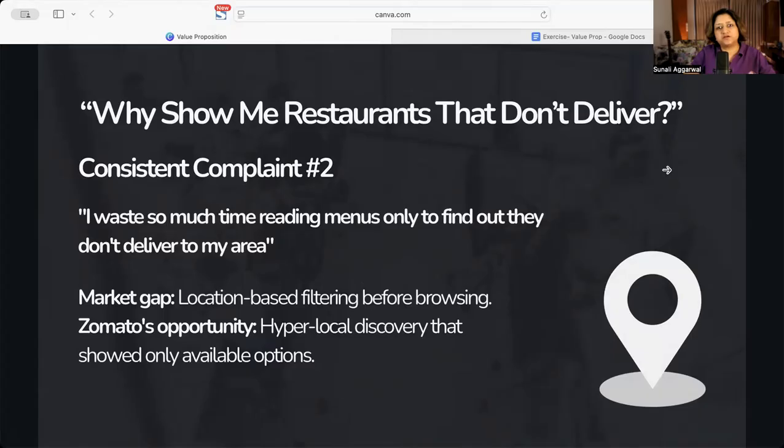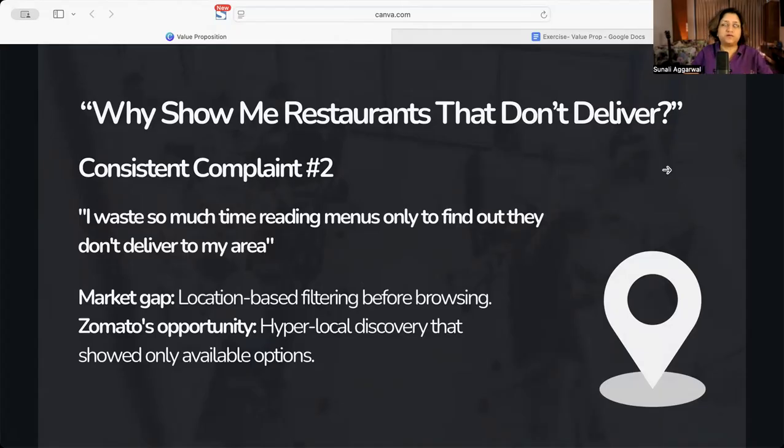Why show me restaurants that don't deliver? On other platforms, Foodpanda and TinyOwl, these restaurants don't deliver, so why am I wasting so much time looking at them? So what was Zomato's opportunity here? Hyper local discovery that showed only available options.